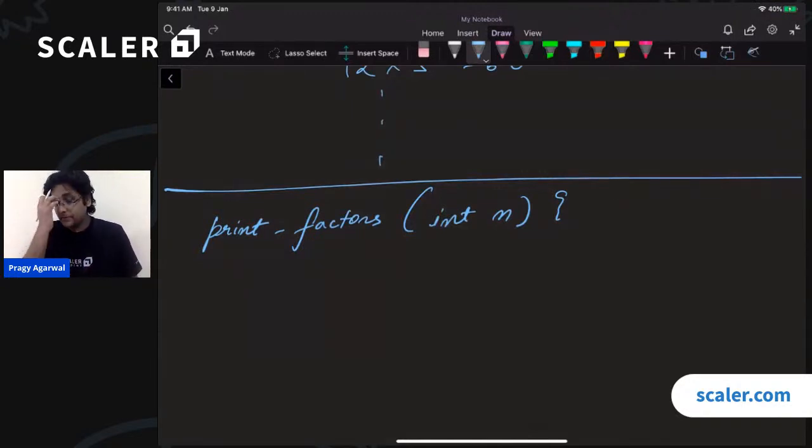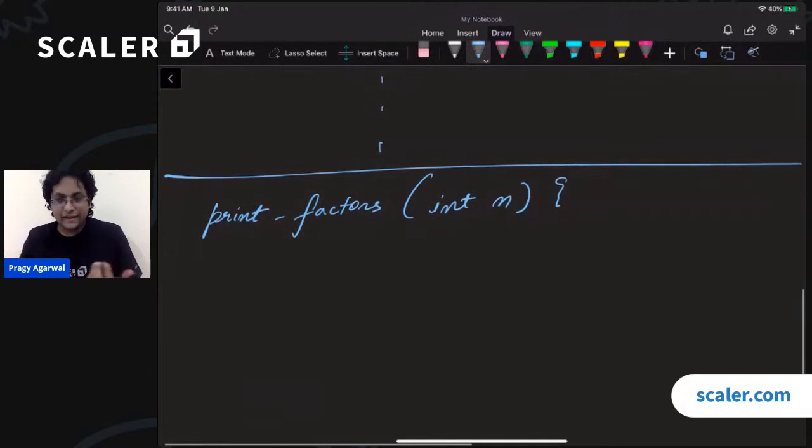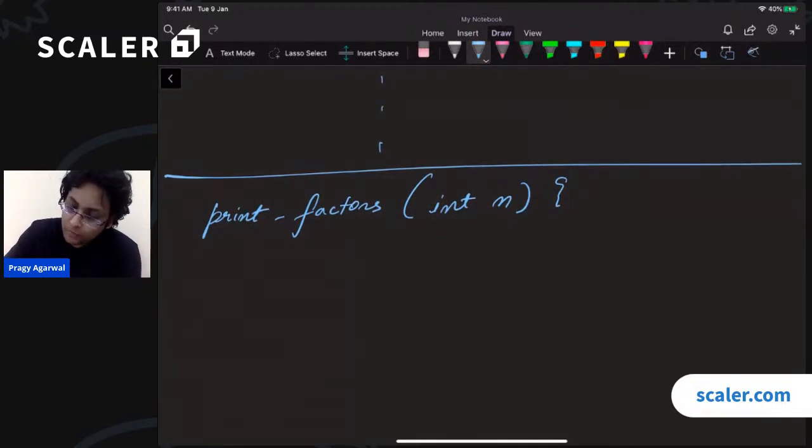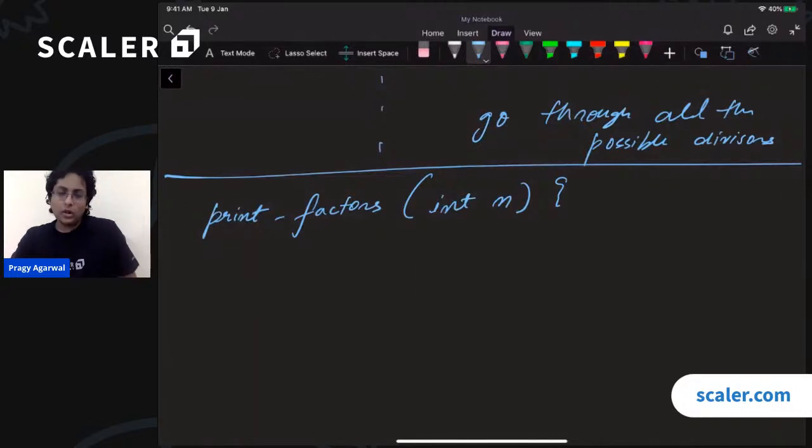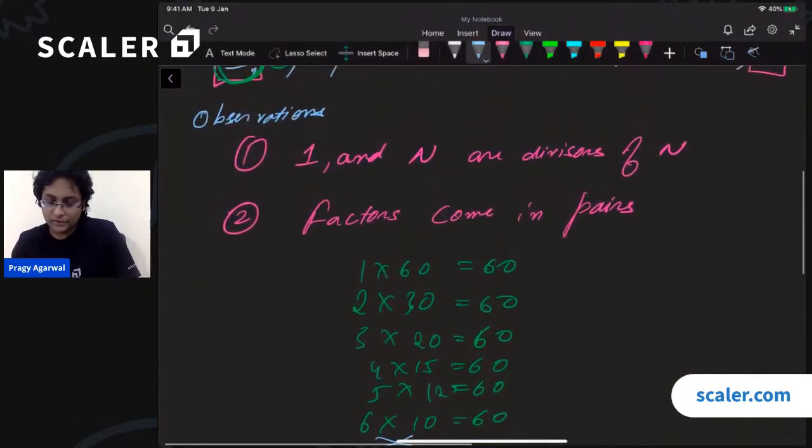So one way to do this would be the naive way, right? The very simple way. The first way would be to go through all the numbers, go through all the possible divisors, right? So to go through all the possible divisors, we will need a few more observations, right? Let us quickly see what those observations are.